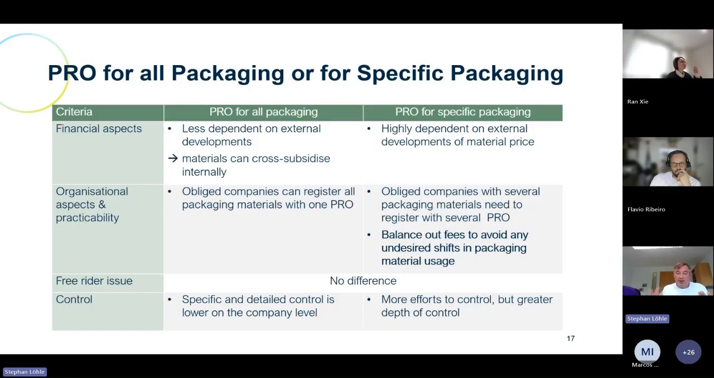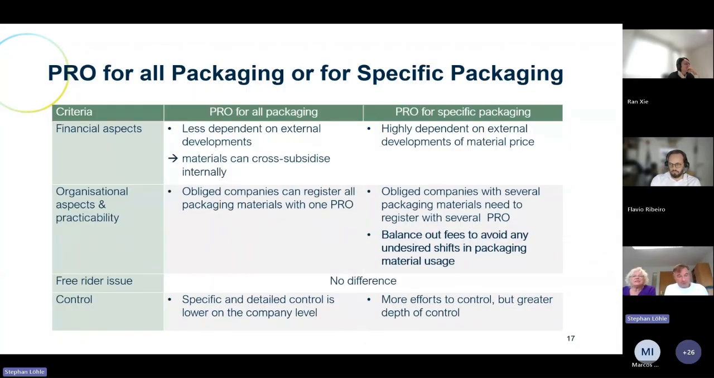And you need to be aware that you need to balance out the fees to avoid any undesired shifts in packaging material usage, because an EPR system with connected finance gives incentives maybe to go from one material type to another due to the fact that it's much cheaper, for instance. So there's a certain interaction between these material-specific producer responsibility organizations anyway, right, to anticipate these effects. For the free rider issue, it's not that different. And the control is most probably a bit more streamlined for the one-for-all PRO due to the fact that you can combine everything, and for the others, you have different and several entities to control and measure. So that was it. And let me add one thing.